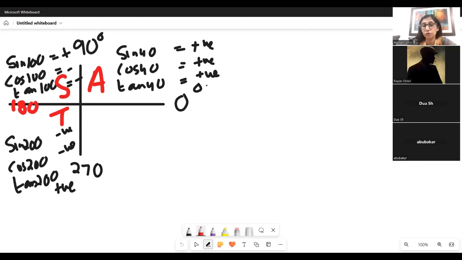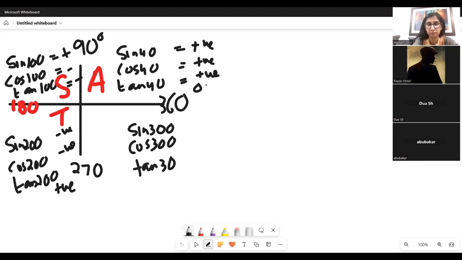And in the fourth quadrant, you'll notice that only cos is positive. Fourth quadrant starts at 270, ends at 360. So if you take 300, sine 300, cos 300, tan 300, only cos is going to be positive. So we write C over here. So you need to remember that in the first quadrant, A is positive. That means all are positive. In the second quadrant, only sine is positive. In the third quadrant, only T is positive, tan. And in the fourth quadrant, only cos is positive.